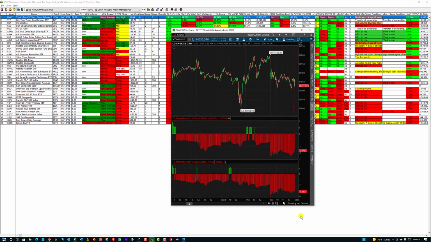Let me bring up a chart from Thinkorswim that I use. Now, this is a five-day chart. You can see the lines here broken into 15 minutes. And this is advancing issues for the NASDAQ.